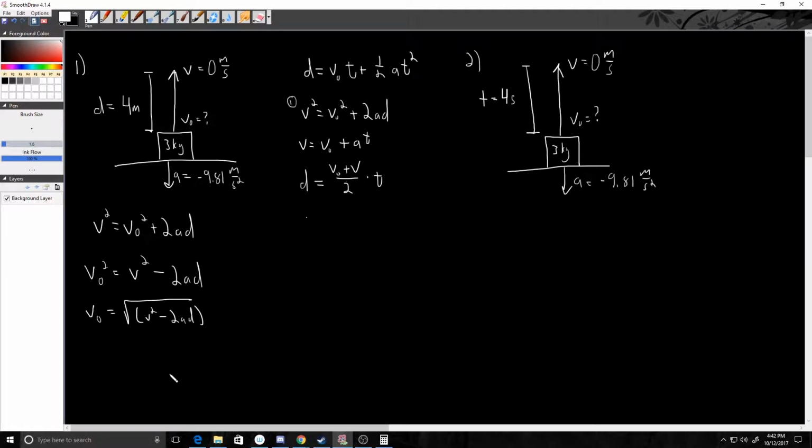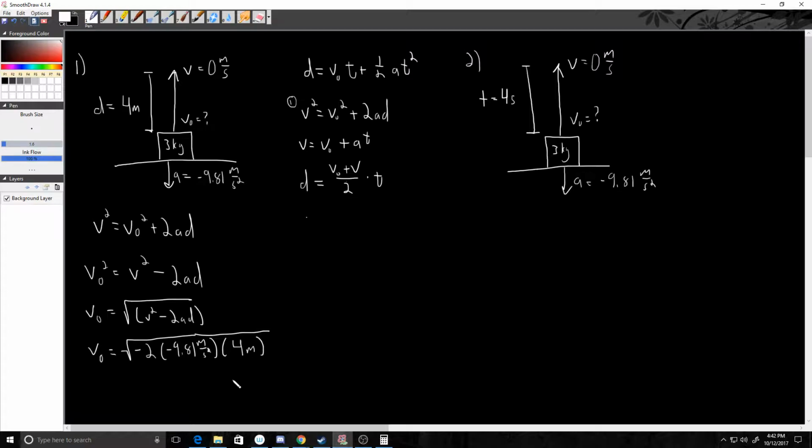All right, now it looks like I'm ready to plug in some numbers. I always like to start by doing the algebra first. I think it just makes the math a lot cleaner. So, square root. V squared, my ending velocity, is 0, so I'm going to ignore that part right now. So I have minus 2, which is the same as negative 2, times negative 9.81 meters per second squared, times the distance we said was 4 meters.